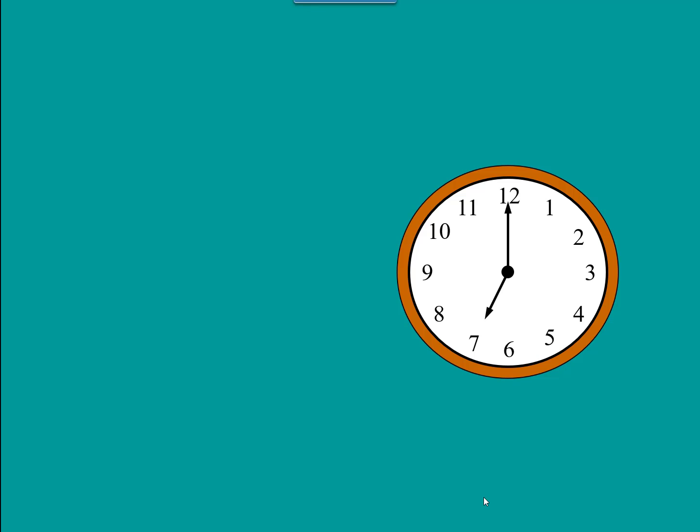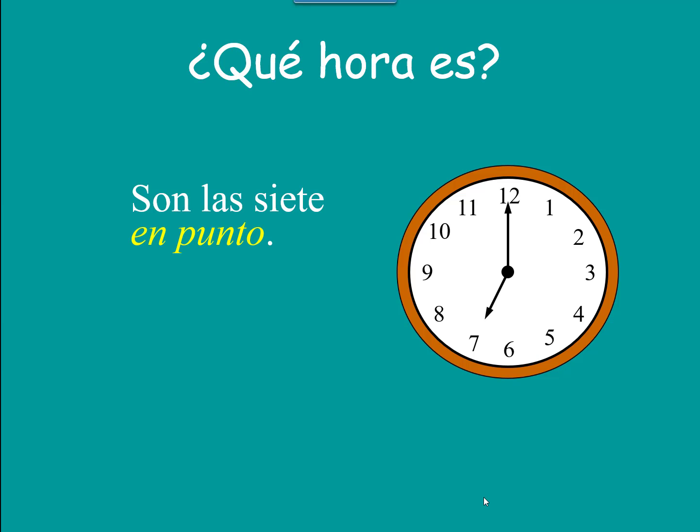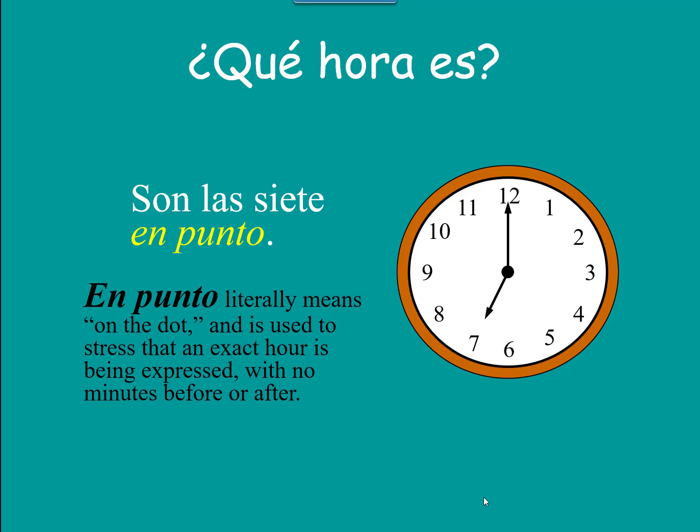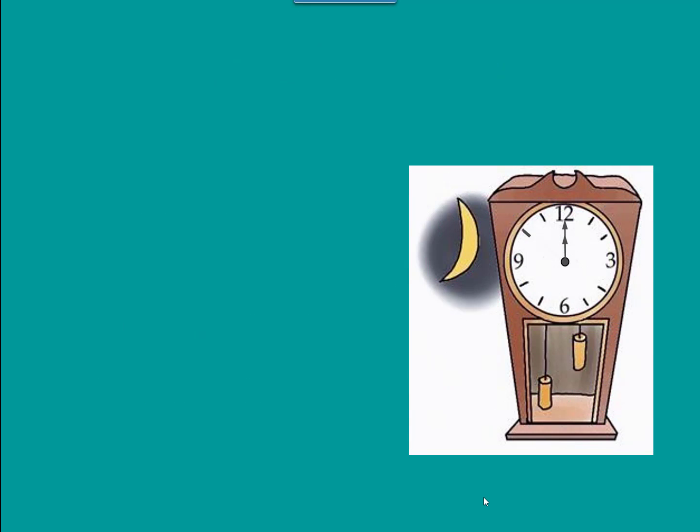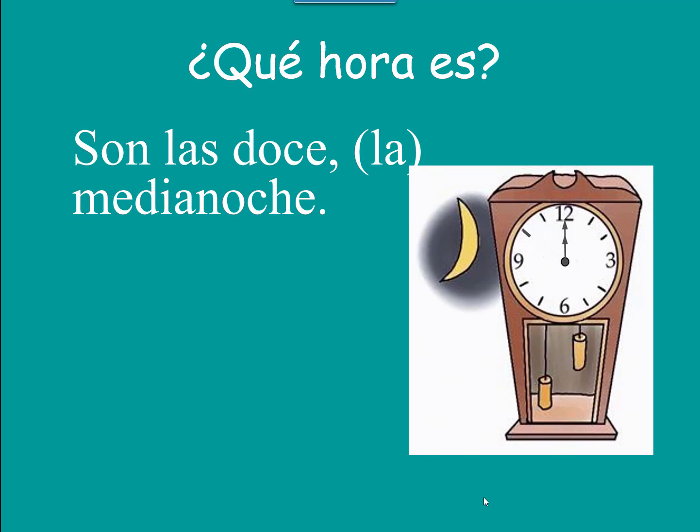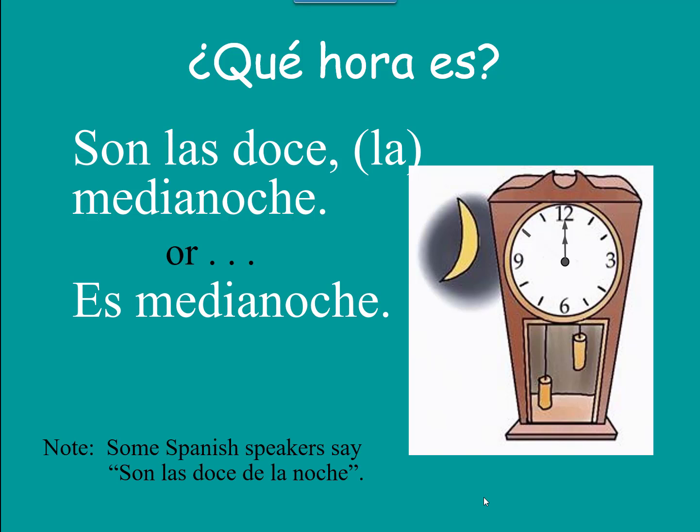Awesome. And then let's see this example. It's 7 o'clock. How do we say o'clock again? Remember? ¿Qué hora es? Son las 7 en punto. En punto means literally on the dot. Okay, what if it's midnight? Es medianoche. Remember? Or son las 12. Some people say son las 12 de la noche. Or es medianoche.